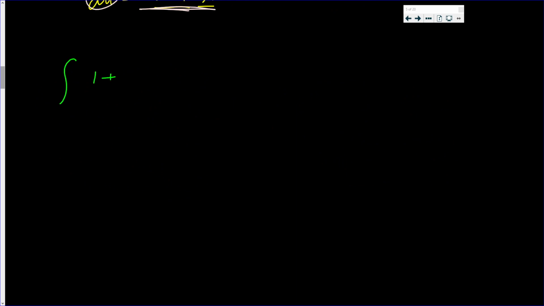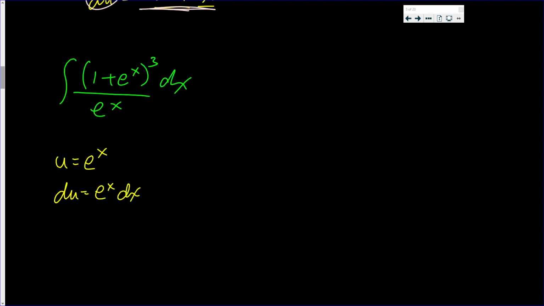The integral of 1 plus e to the x cubed over e to the x dx. What on earth can you do here? I mean, one thing you can do is you can cube the numerator, which probably wouldn't be the worst idea. But how about we get bold and we let u be e to the x, so then du will be e to the x dx. So clearly the denominator is u, the numerator is 1 plus u cubed, and then dx.